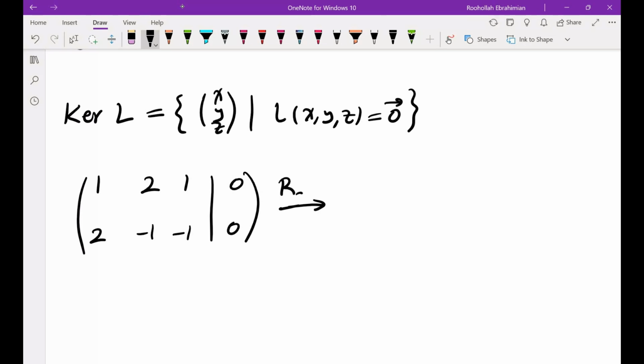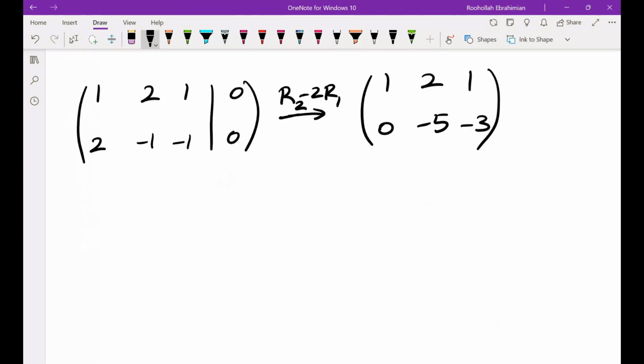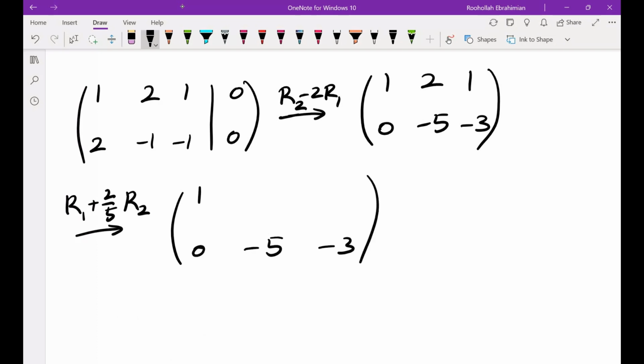So we will do R2 minus 2R1. That would give us 1, 2, 1 in the first row, again ignoring the last column, and 0 here. I'm multiplying the first row by negative 2, adding to the second row. Negative 4, that's negative 5. Negative 2, that's negative 3. I'm trying to find the kernel, which means I'm trying to find all the solutions. So I'm going to multiply the second row by 2/5 and add it to the first row. That would leave the second row intact. It would make this one 0. And this one becomes negative 1 over 5, I believe.